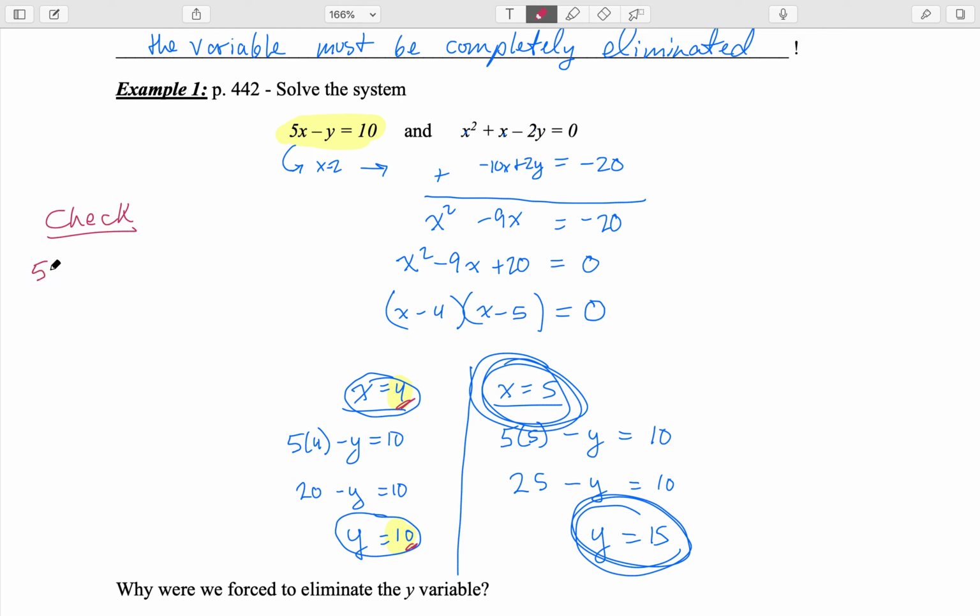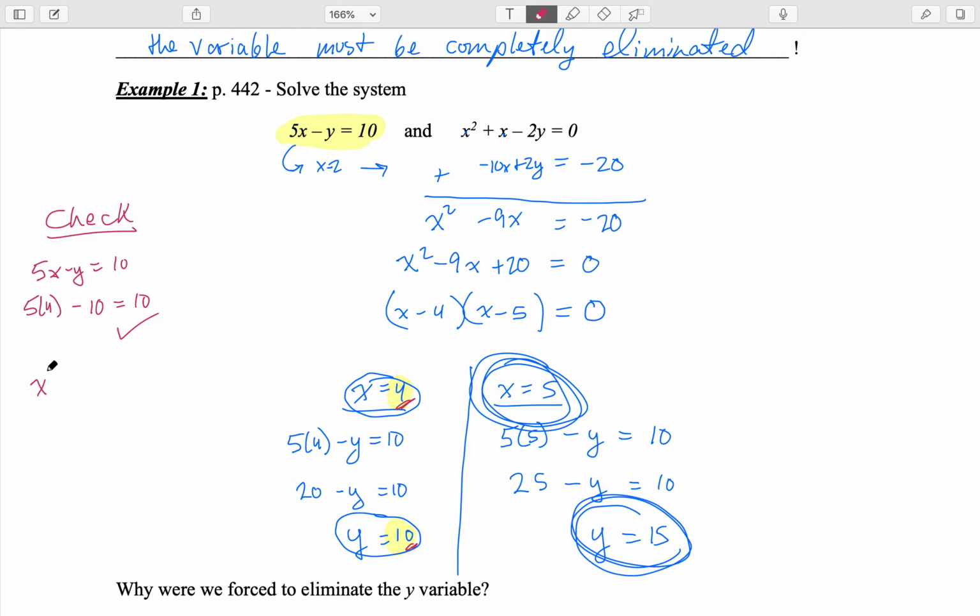So 5x minus y equal to 10. 5 times x, which is 5 times 4, minus y, which is 10, is equal to 10. I'm going to get 20 minus 10 is 10. Yes, it works. But let's do it in the other one as well.